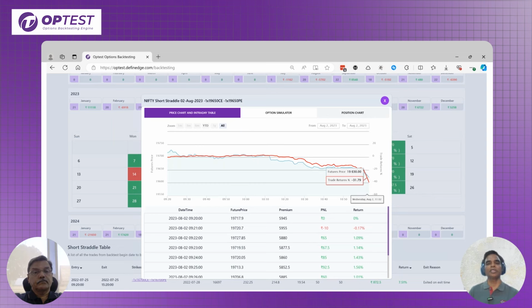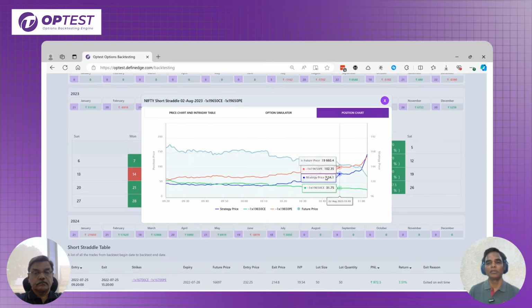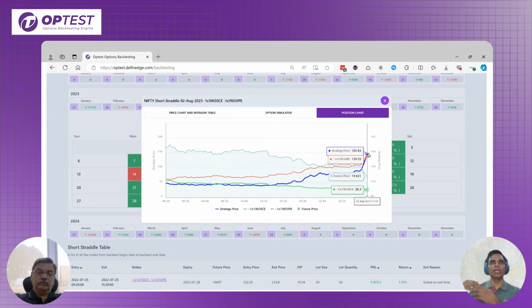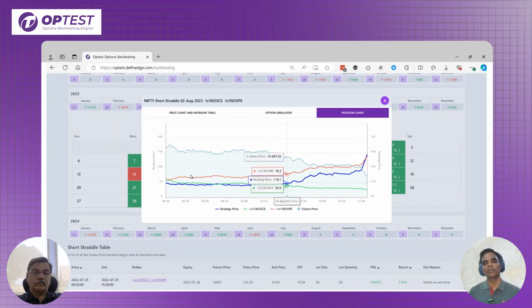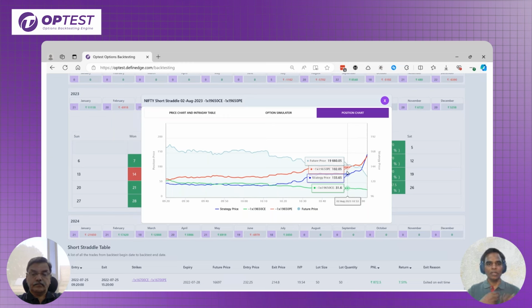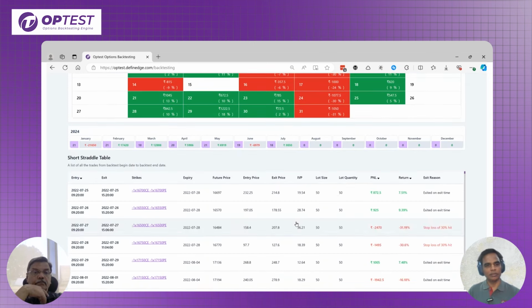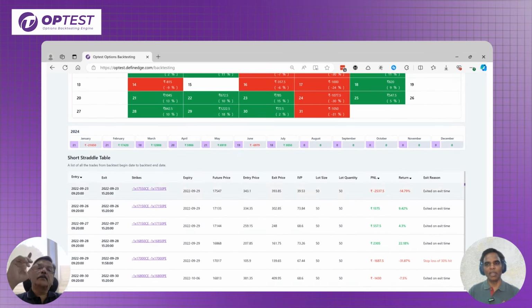You can check in position chart. Same thing happens. So here the put went up, and your strategy price went up. The strategy in the case of short straddle price, that's why you lost. So that kind of information will help user to understand the trades and how they went in an in-depth manner. So you can imagine all the 500 trades.